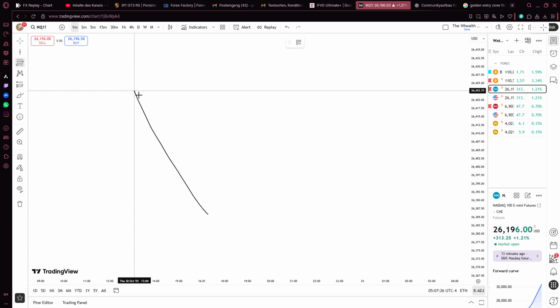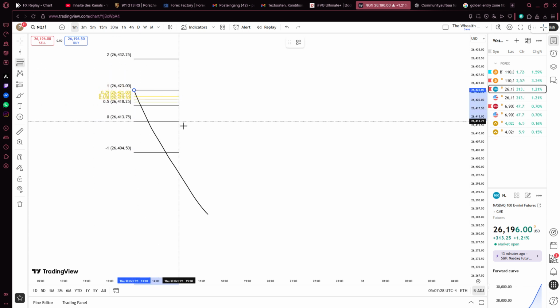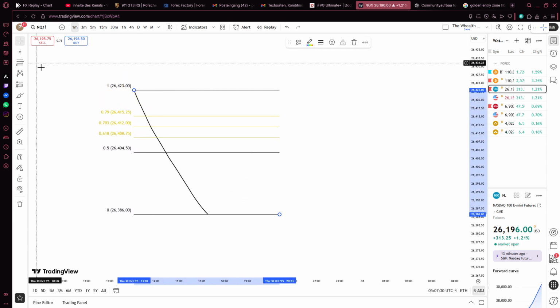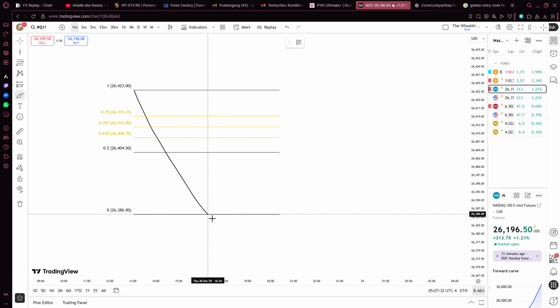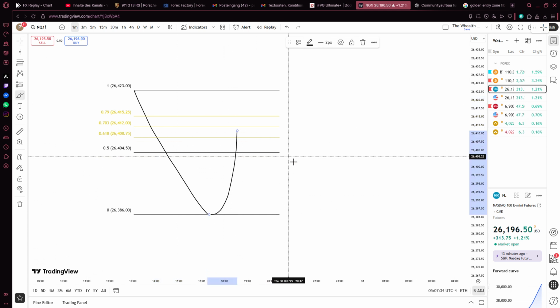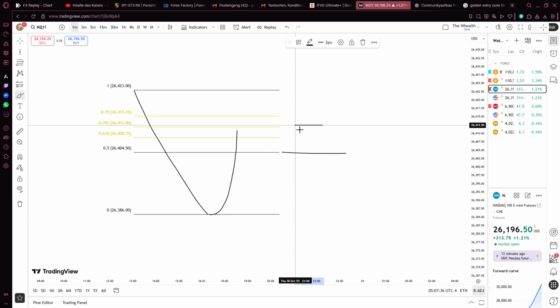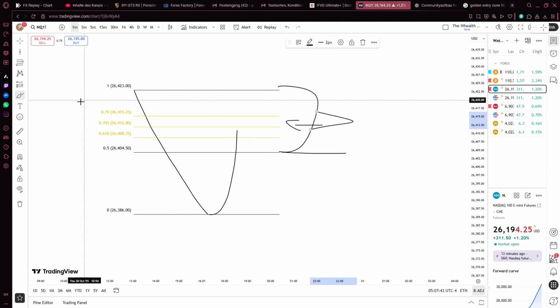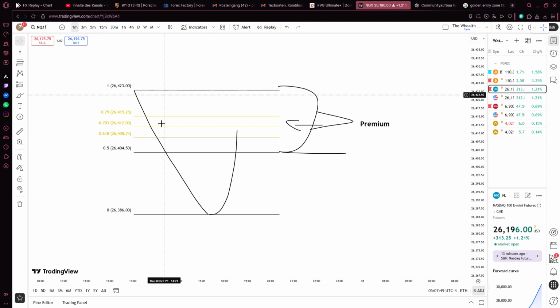And in a bearish scenario, like you see this, you want to anchor your fib from the high to the low, and you want to see price pull back into premium. All this, from the 0.5 to the 1, is called premium.